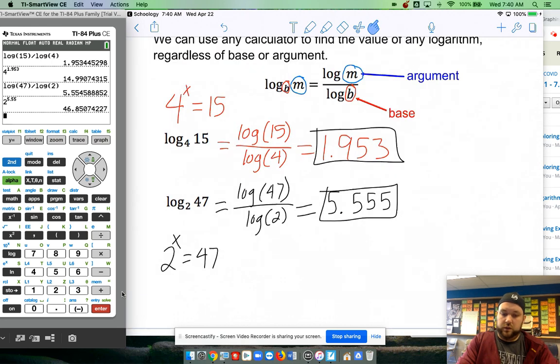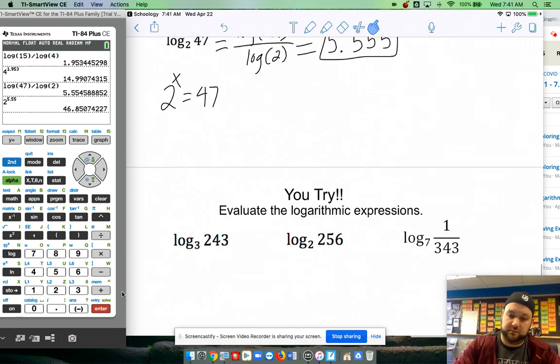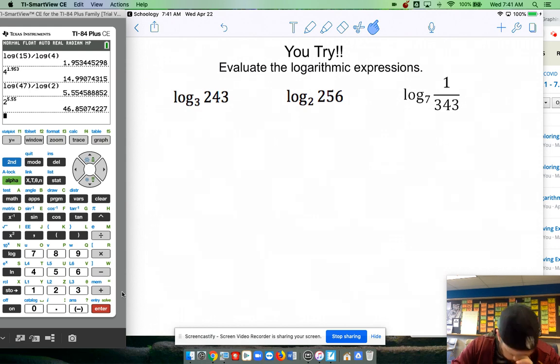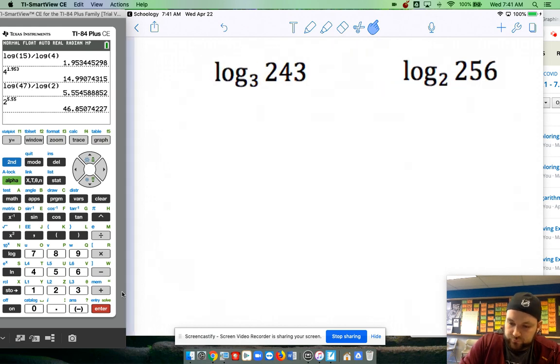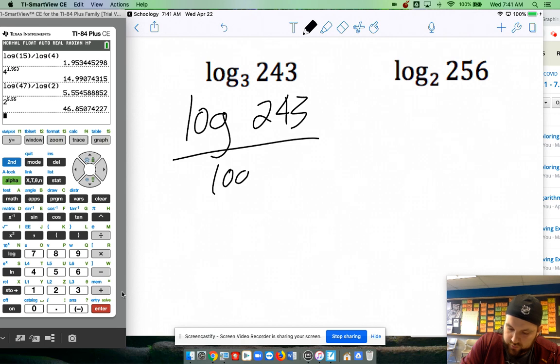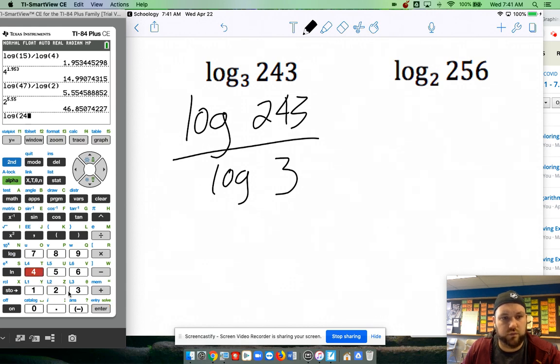Okay. So logarithms, you can type in the calculator using this change of base formula, and it tells you the missing exponent. So go ahead and pause real quick. See if you can use the calculator to plug these in. You should have gotten all whole numbers for this. Log of 243 divided by log of 3. Maybe these aren't awful. I'm second guessing myself now, but log of 243 divided by log of 3.